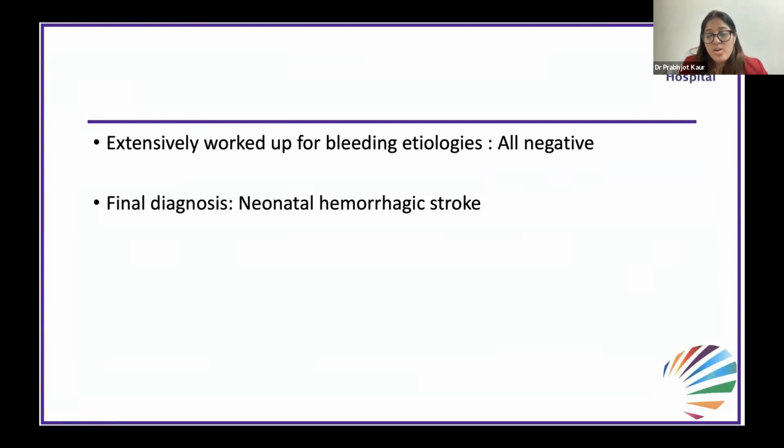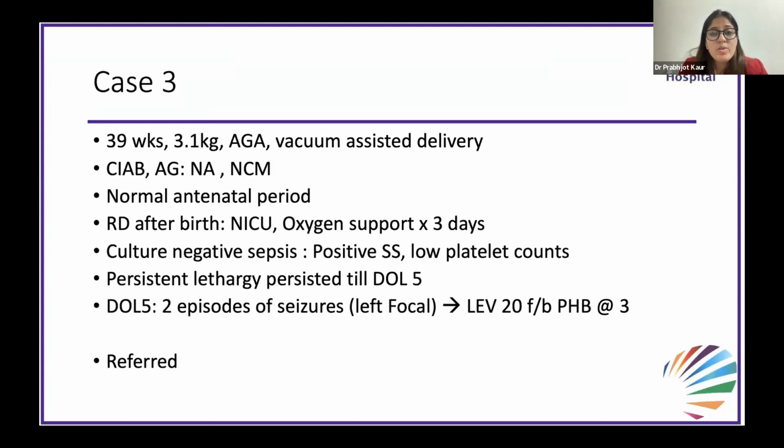So this case shows how a brain hemorrhage can present with significant encephalopathy, which requires good aggressive management for control of the raised intracranial pressure and for neuroprotection. So moving on to the next case.